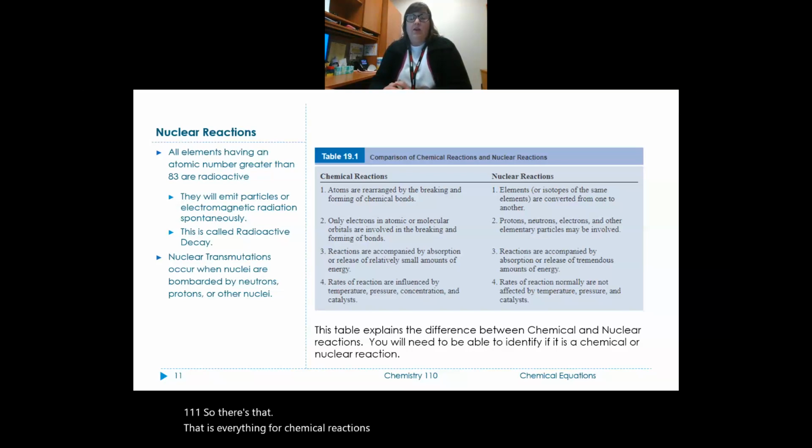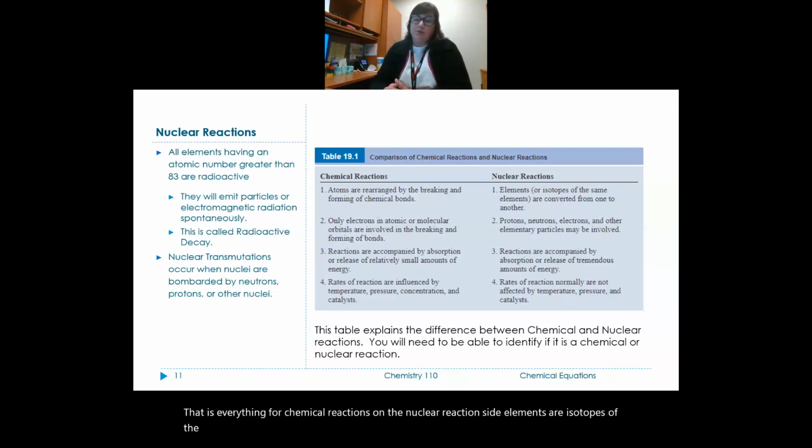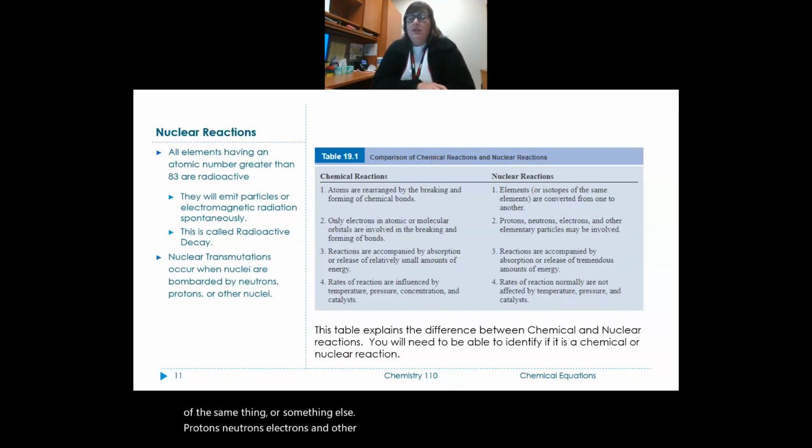On the nuclear reaction side, elements or isotopes of the same element are converted from one to another. So I can take an element and convert it from one thing to another thing, or I can take one isotope and convert it to a different isotope of the same thing, or something else. Protons, neutrons, electrons, and other elementary particles may be involved. So it could be a number of those things, depending on what is happening there, whether it's spontaneous or what we're trying to do. Reactions are accompanied by absorption or release of tremendous amounts of energy.